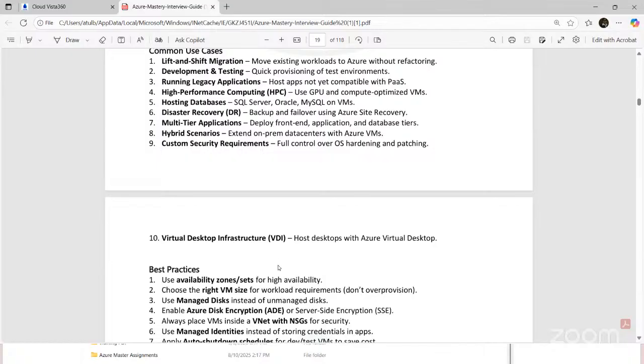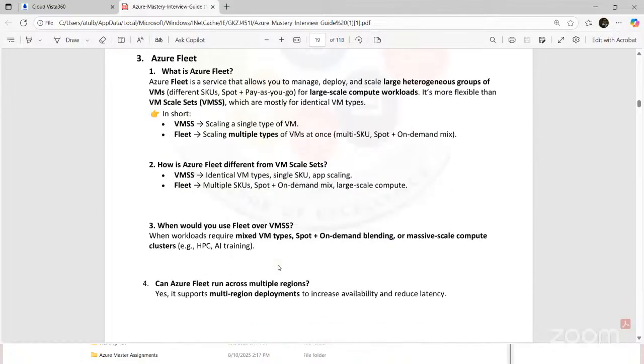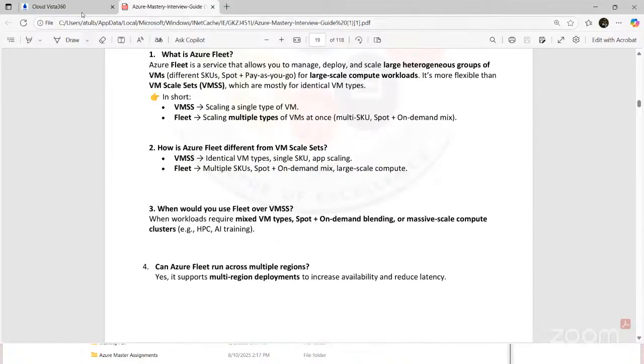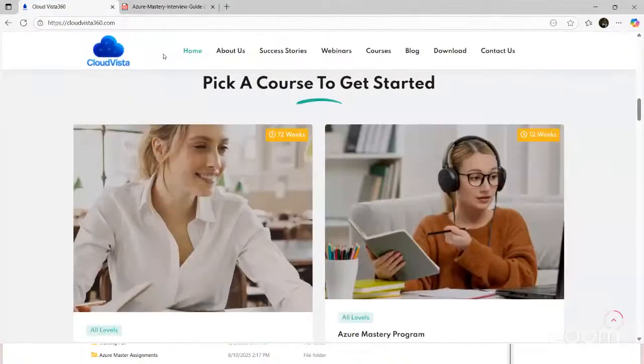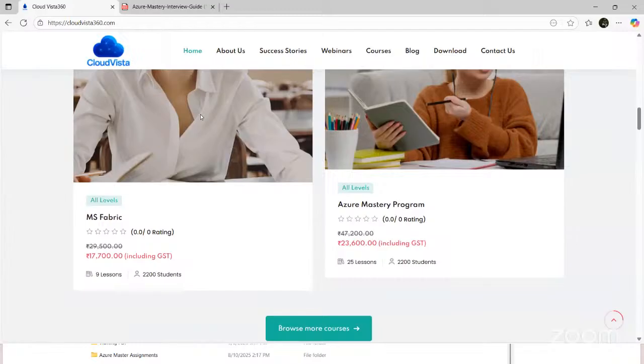Could you do me a favor? Could you show us the website or any place where this book is available to be downloaded? Yeah. So the website is cloudvista360.com. Although it is under maintenance mode, as we are moving the content from one server to another, it will be ready in the next 2 days. So this is the website where you will get the course details.